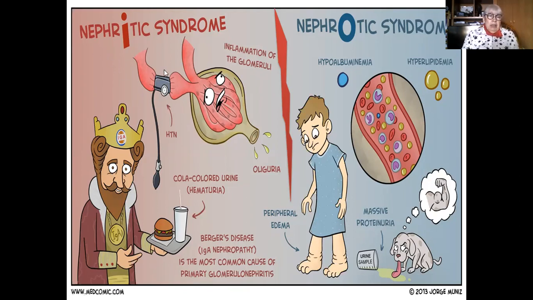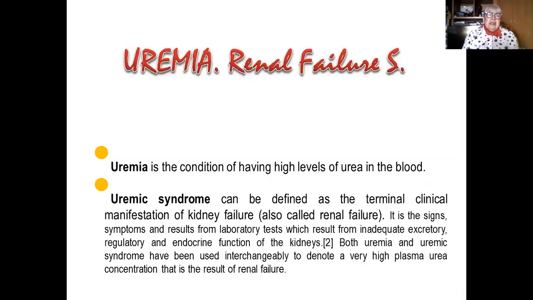And what about the nephritic type? Look here, high blood pressure, problems with glomerular structure and function, and oliguria here. And as you see here, there will be cola-colored urine with hematuria, gross hematuria, and these will be the main signs of this problem. So renal failure syndrome, and the terminal stage will be uremia. It is the condition of having high levels of urea in the blood. Uremic syndrome can be defined as the terminal clinical manifestation of kidney failure, also called renal failure.